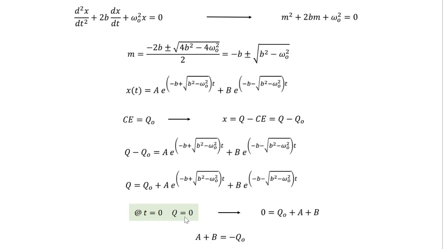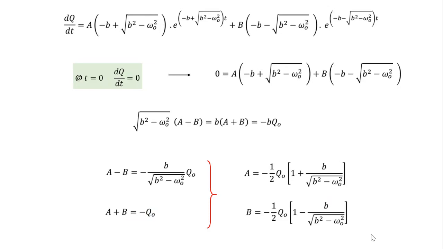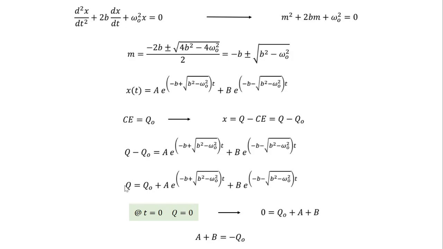What is the second initial condition? At time t equal to 0, Q is equal to 0. So consequently, dQ by dt is also going to be 0. So let's first find out what is dQ by dt. Look at this equation. This is our Q.